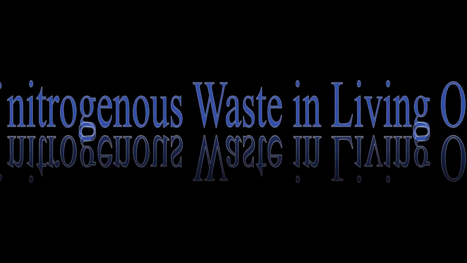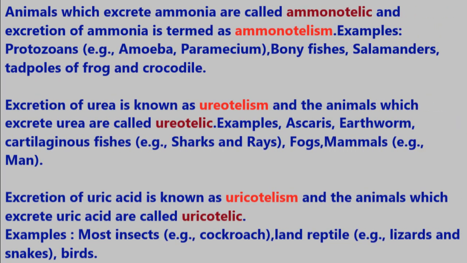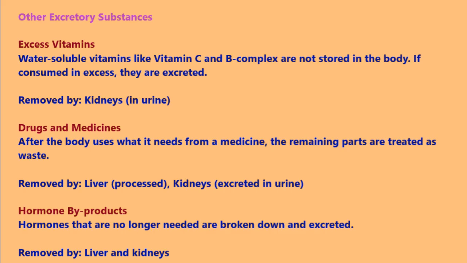Our body produces different types of waste. First, nitrogen waste like urea, uric acid, and ammonia, formed when protein and amino acids break down. Second, non-nitrogenous waste such as oxalic acid and lactic acid. Third, excess substances like extra salt, vitamins, hormones, pigments, and drugs.